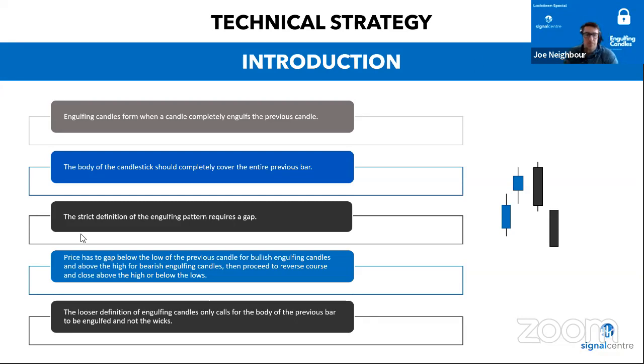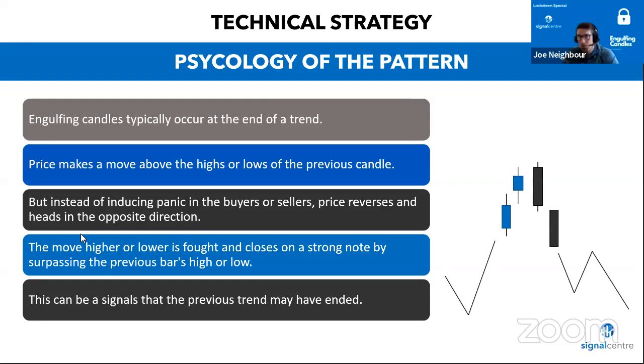So moving on, let's talk about the psychology of this pattern. Engulfing candles typically occur at the end of trends. This is when we want to be trying to trade them, when they're at the end of trends. And prices make moves above the high or the low of the previous candle, but instead of inducing panic in the buyers or the sellers, the price actually reverses and heads in the opposite direction.